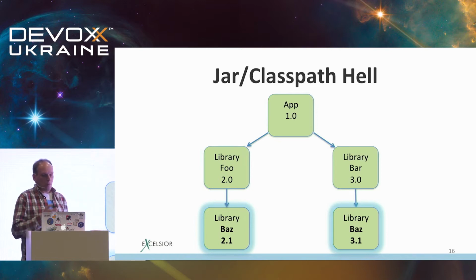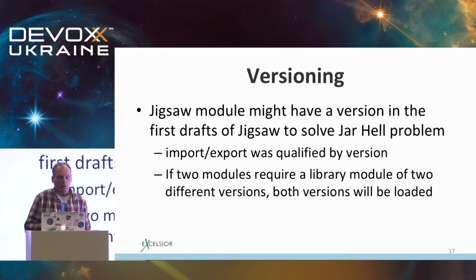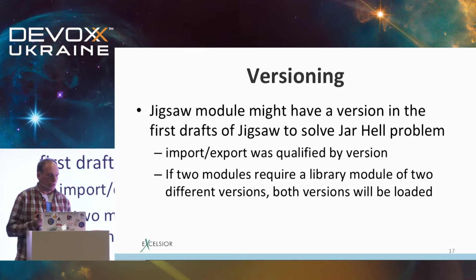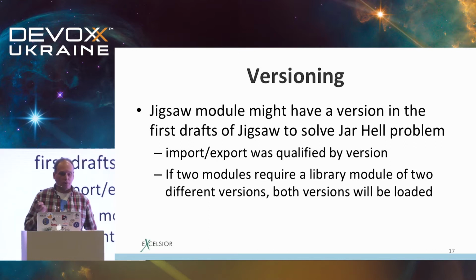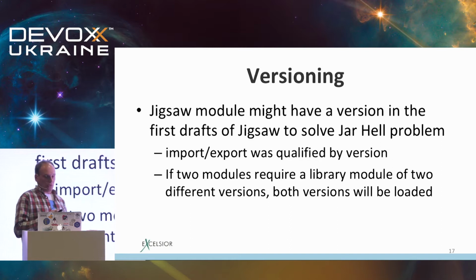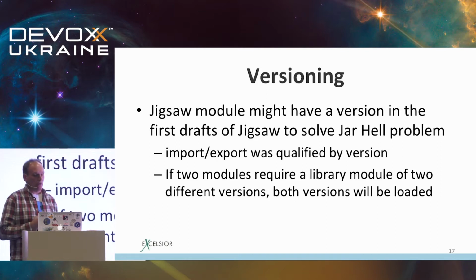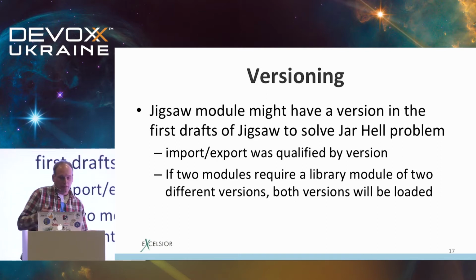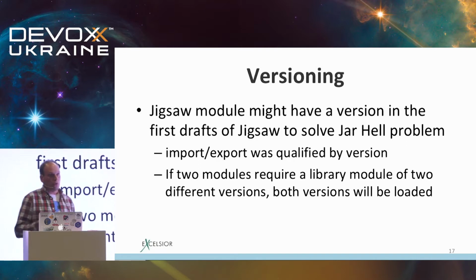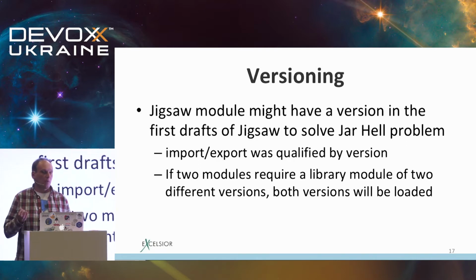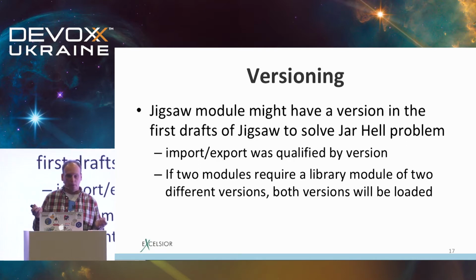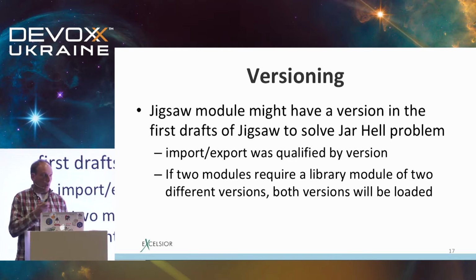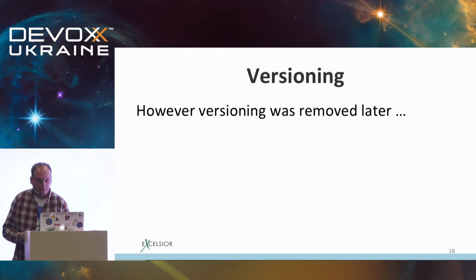To solve this problem, a Jigsaw module might have a version in early Jigsaw drafts. Thus, import and export could be qualified by a version, and if two modules required two different versions of one library, both versions could be loaded. However, versioning was removed later.